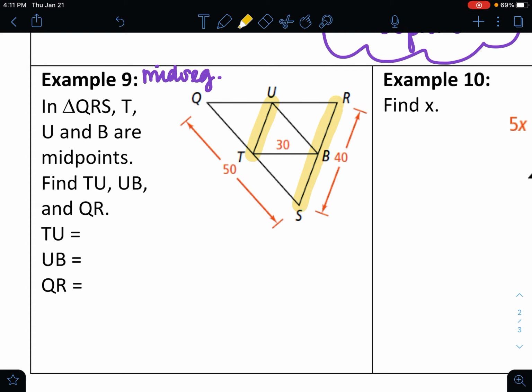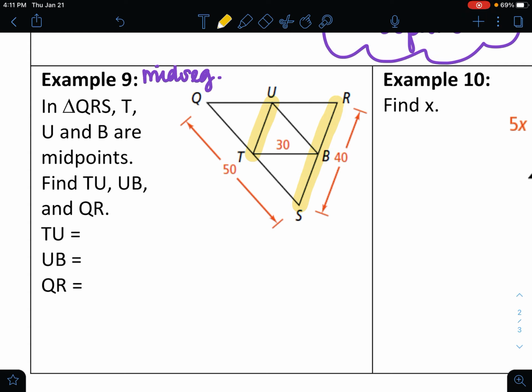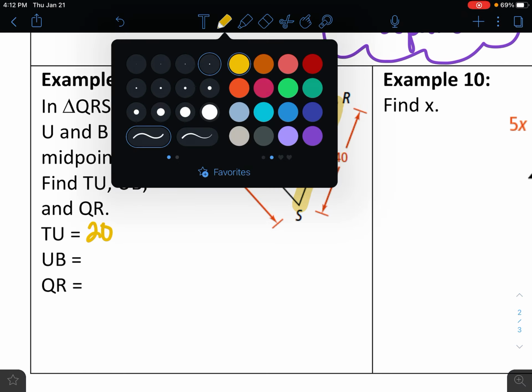So the good news is we know the side that's parallel to it. Since this whole thing is 40, this is just going to be half of 40, which is 20. So TU is just 20. That's how that works. I told you that was easy.